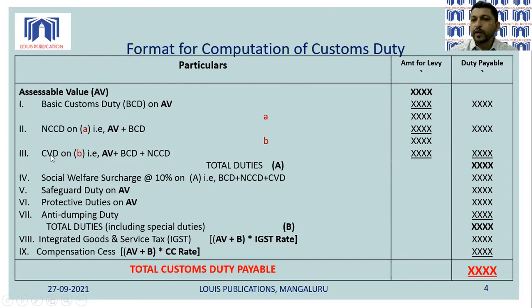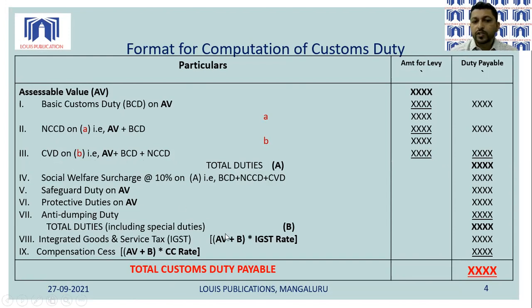So NCCD and CVD is not calculated on all items. The items should be specific within this list. Only then do we calculate these. CVD is calculated on items, as I mentioned, which are outside the purview of GST.